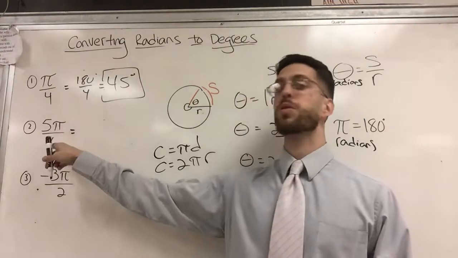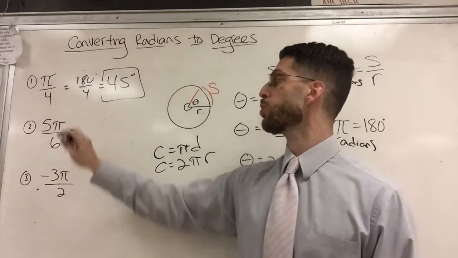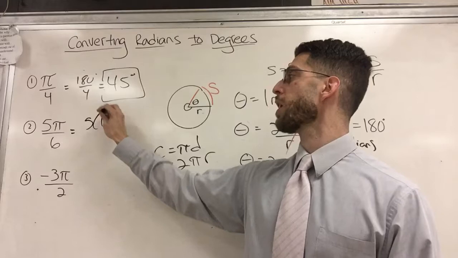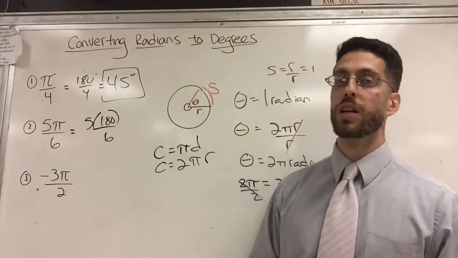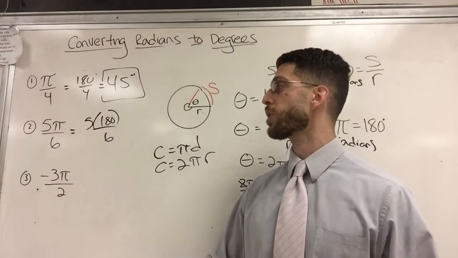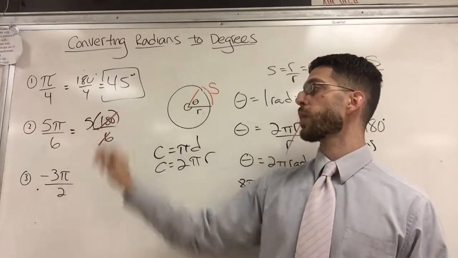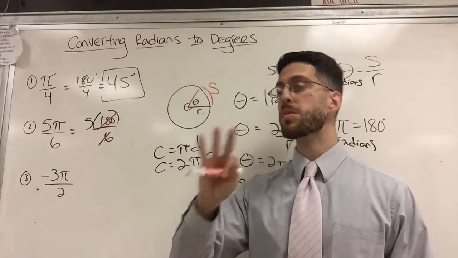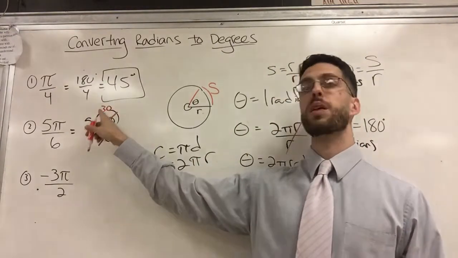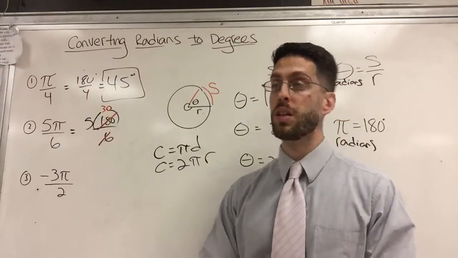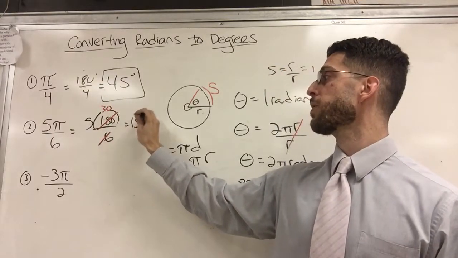So 5 pi over 6 radians converts to 5 times 180 over 6 degrees. And then you get your calculator and you'll get an answer. I try to do this in my head if I can. So here's a trick. I do 6 goes into 18 3 times. So 6 goes into 180 30 times. And then that leaves me with 5 times 30. Well, 5 times 3 is 15. So that's going to give me 150.